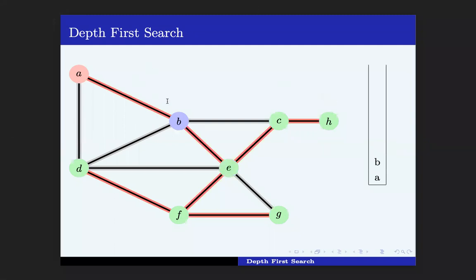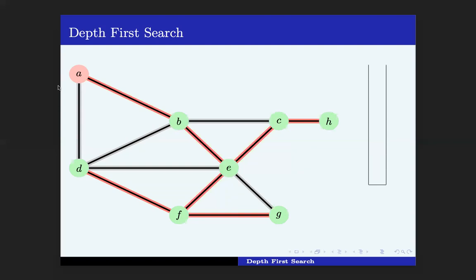Then we go to B. B doesn't have anything to offer. We go to A. And A, again, we realize that A doesn't have anything new to offer. So A is popped out. And that is the end: the stack becomes empty, and we are done. Okay, so this is basically what we do. Look at the red edges. The red edges give us the DFS tree.